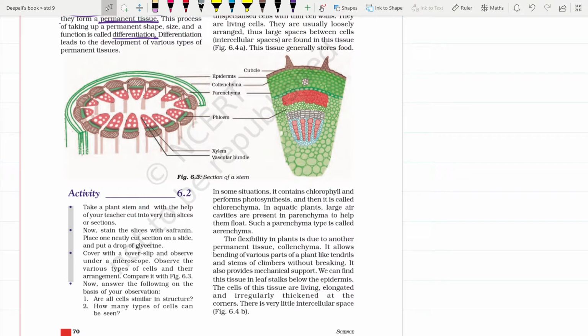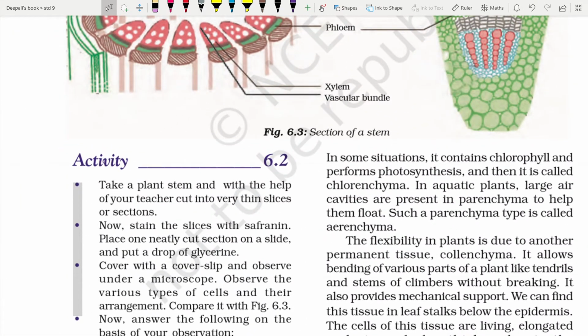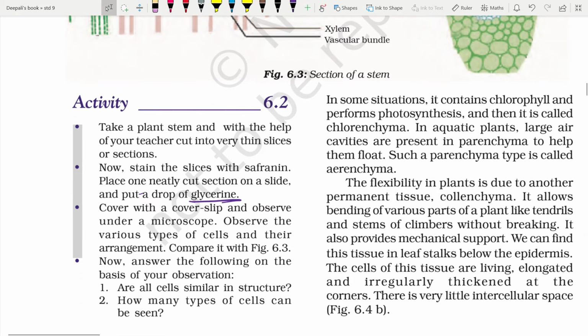Now, let us perform an activity again to see what are these groups of permanent tissue. Take a plant stem and with the help of your teacher cut it into very thin slices or sections. Now stain the slice with safranin. Place one neatly cut section on a slide and put a drop of glycerine. Cover with a cover slip and observe under a microscope. Observe the various types of cells and their arrangement. Compare it with figure 6.3. Now answer the questions given below.